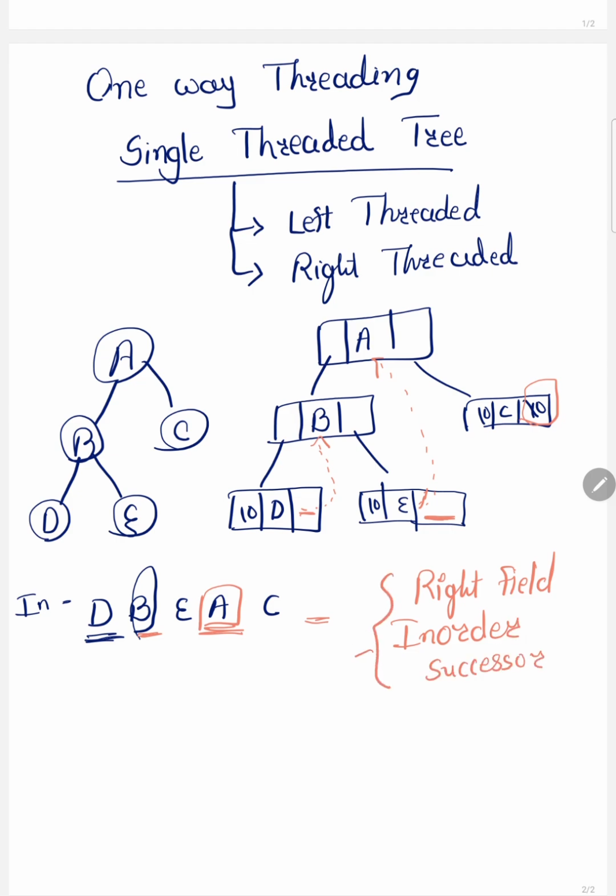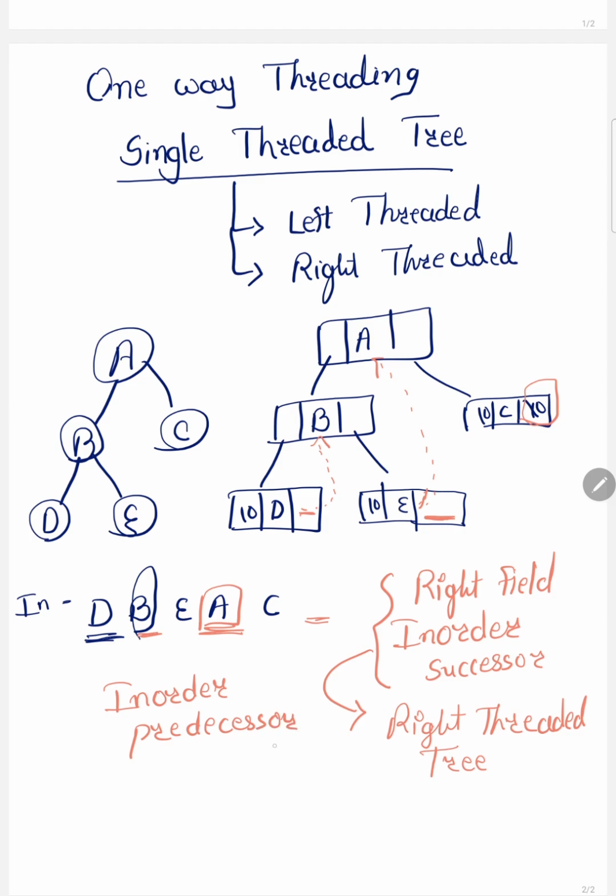So this combination leads to a right threaded tree, right? Similarly, if we replace this with the in-order predecessor, that will replace the left field, and that leads to a left threaded tree, right?